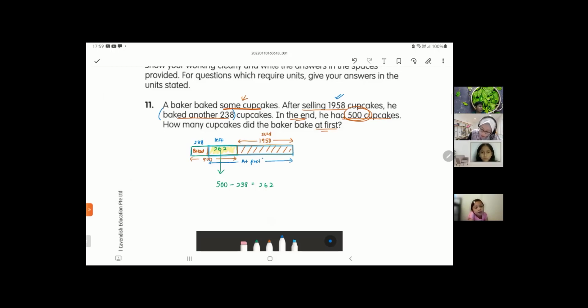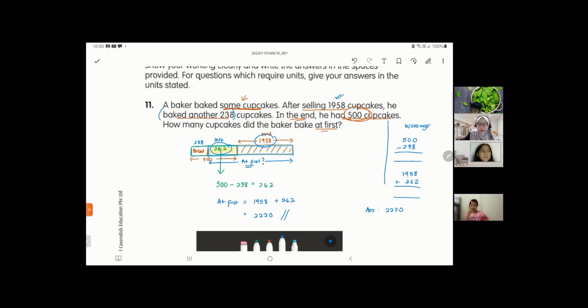And this is what I want to find at first. All right. So at first, what does he have? He have 1958. You plus this 262. You are going to get your answer of 2,220 cupcakes. So your answer is 2220. So your working here, you should be writing out like 500 minus 238. Then you do your working, and then 1958 plus 262. And then you do your working like this. Understand? Okay.